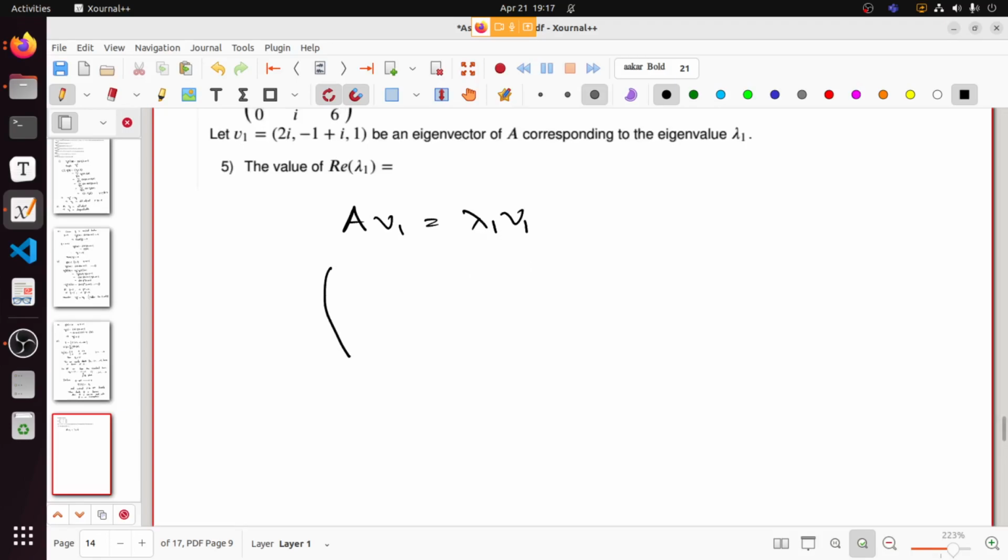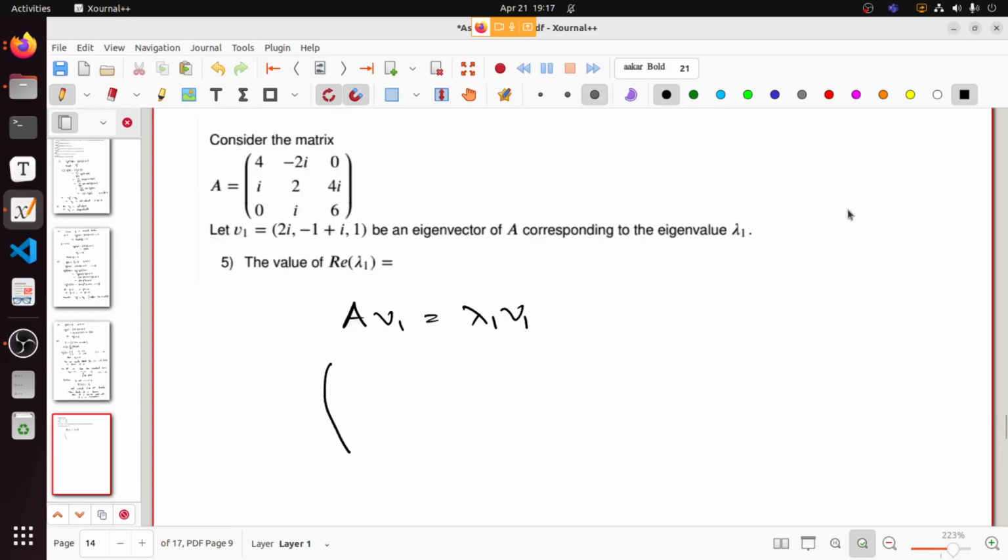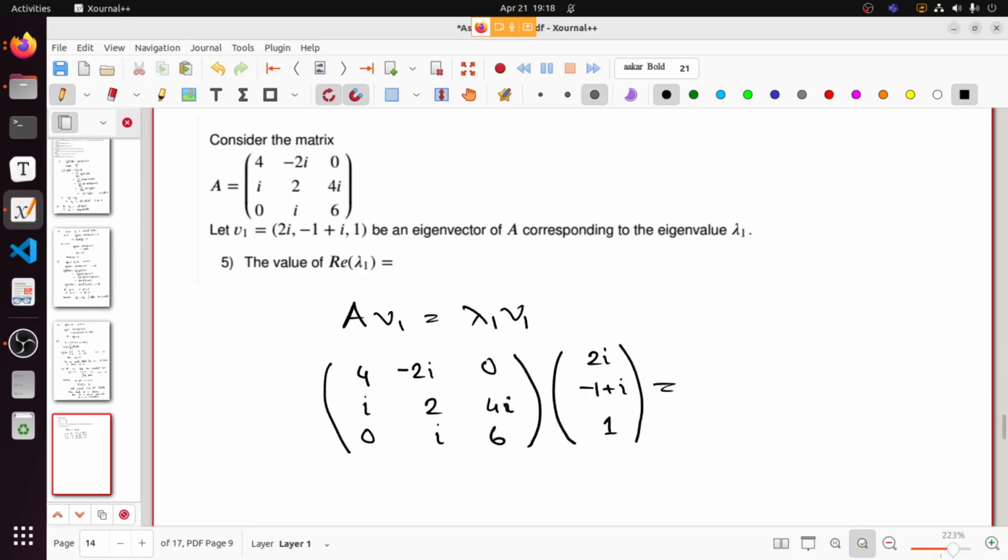So let's compute what it is. The matrix A is 4, minus 2i, 0; i, 2, 4i; 0, i, 6. V1 is 2i, minus 1 plus i, and 1, and so A V1 will be lambda 1 times 2i, minus 1 plus i, and 1, right?